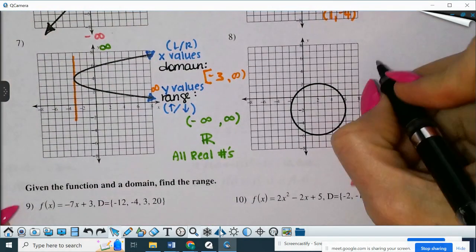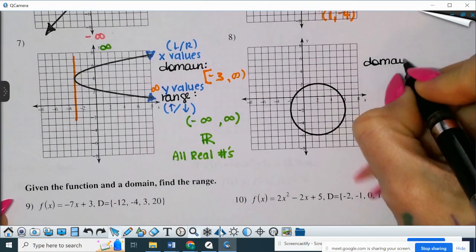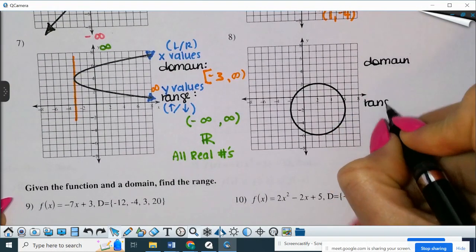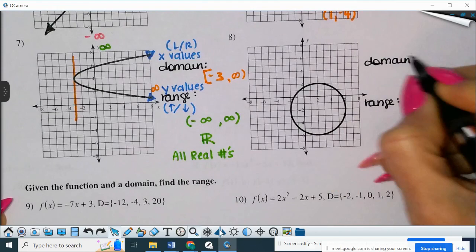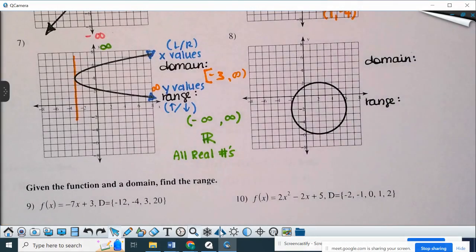All right, domain. Range. All right, are you ready for it? X values are the domain or are they the range? Are x values discussing domain or range?